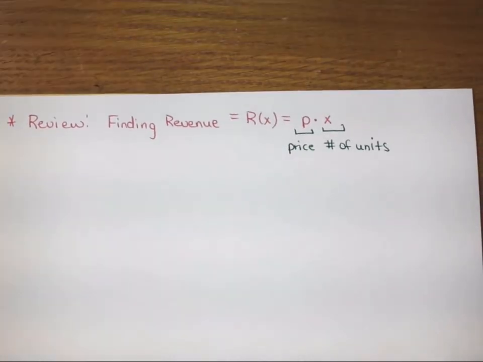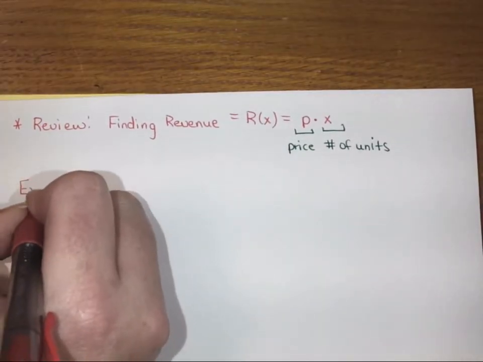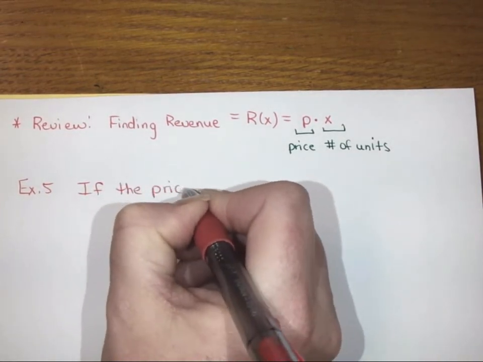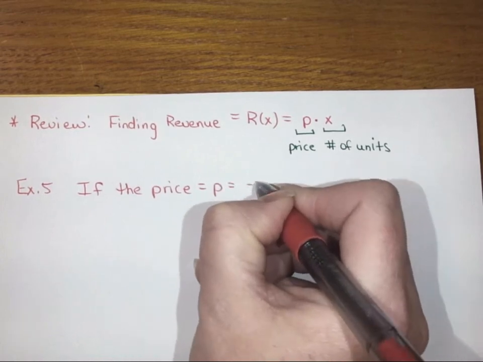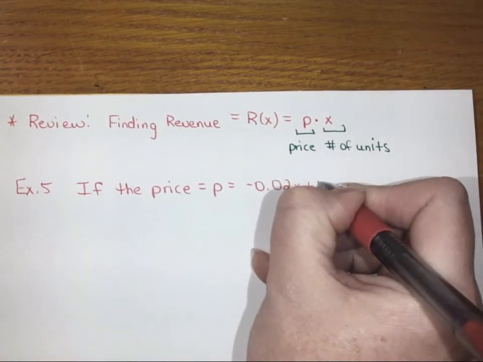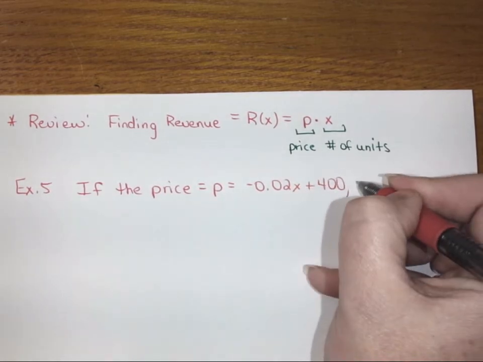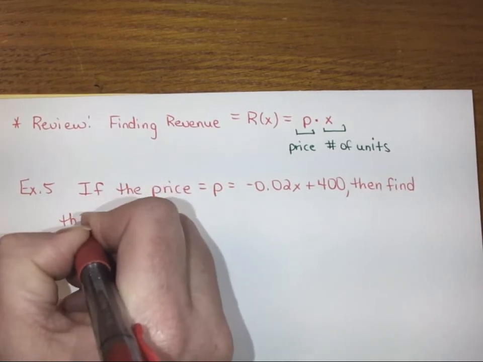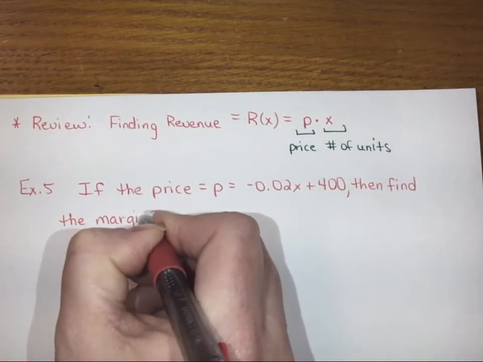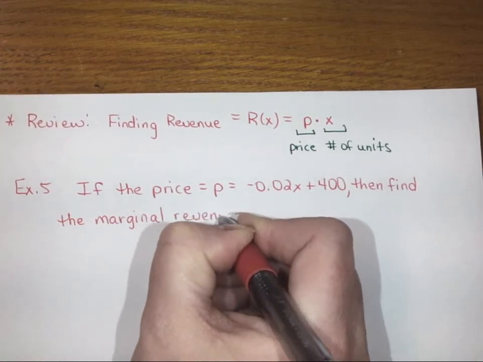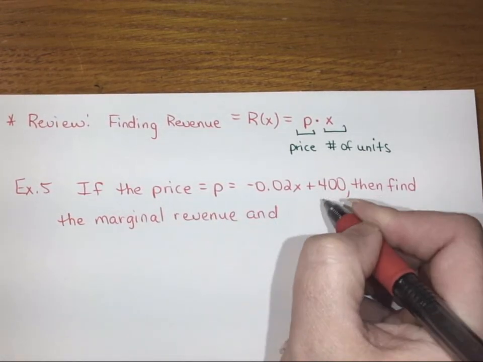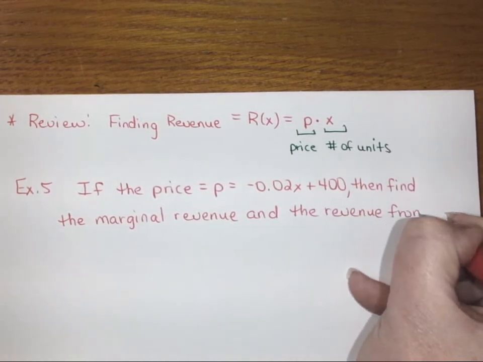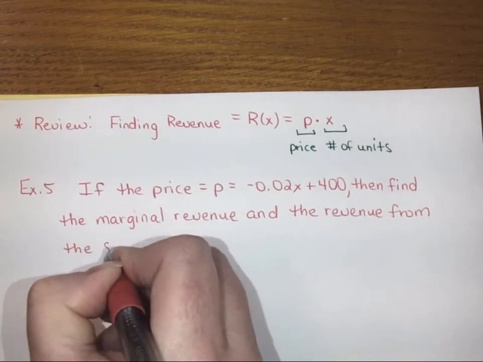Okay, so sometimes you may not be given the revenue function right off the bat. You may have to find it. But that's usually not too difficult. So let's say that the price we're selling something for is p equals negative 0.02x plus 400. And let's say that I want you to find the marginal revenue, and I want you to find the revenue from the sale of the 101st unit, excuse me.